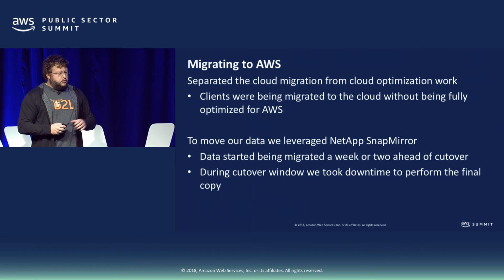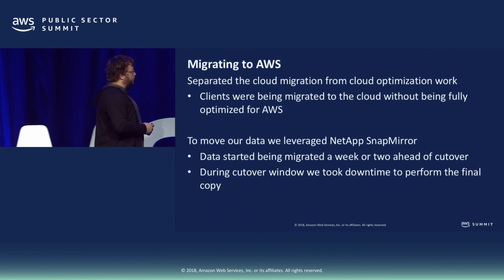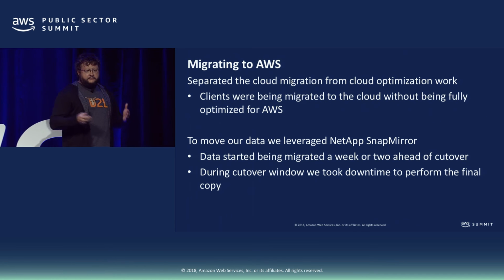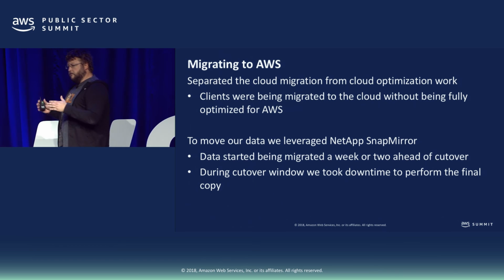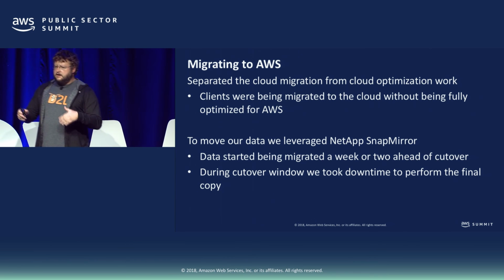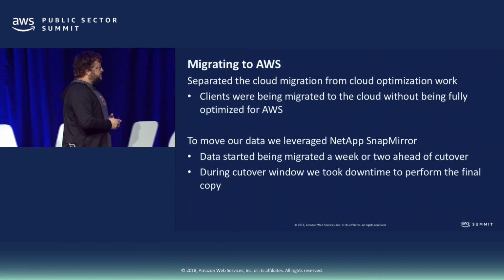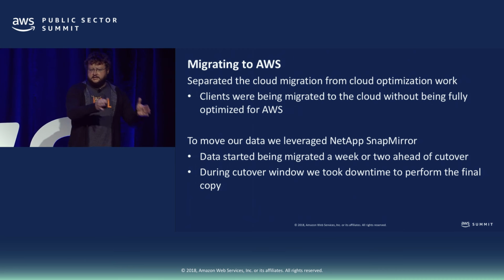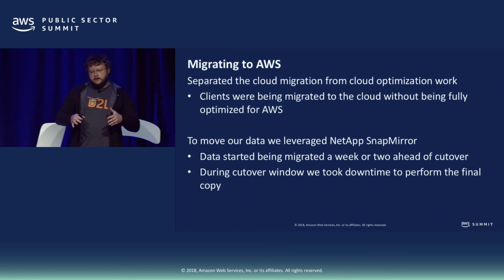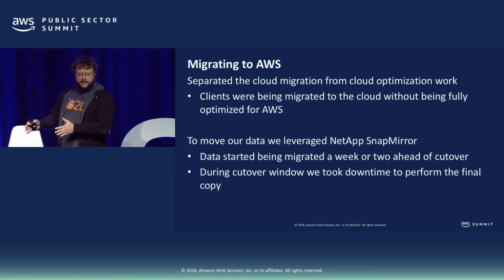I'm going to focus mostly on the storage part, but just quickly on the migrating part. We do use NetApp, so we were able to leverage the NetApp SnapMirror technology to actually move our data from the colo facilities into AWS, backed by EBS on NetApp ONTAP in the cloud. This allowed us to separate the actual movement of clients into the cloud from the work that the group I work with mostly is doing, which is optimizing how those clients actually work when they get there.